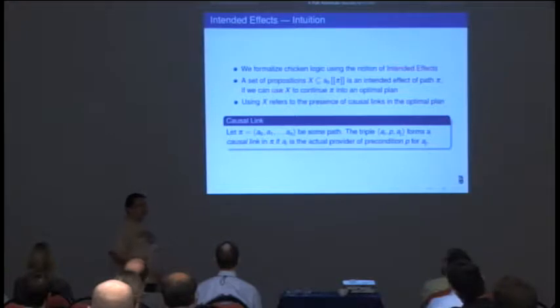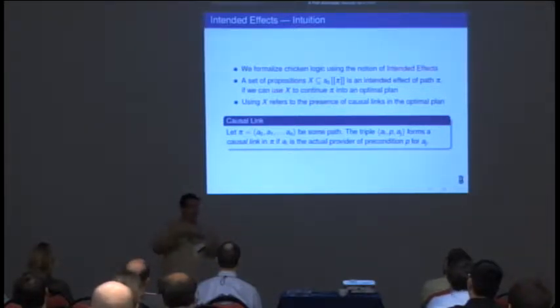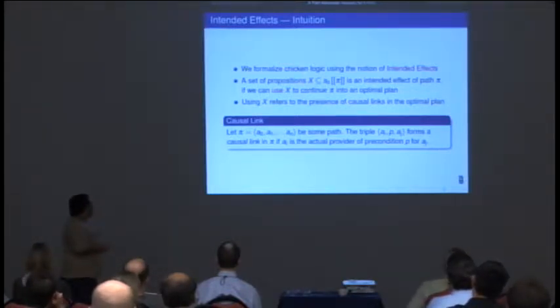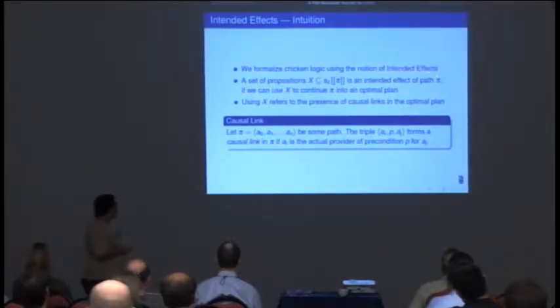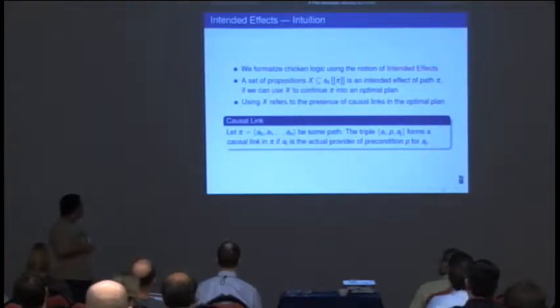So the basic idea is the idea of intended effects, and that's actually related to what Christian Muise was discussing in the last session with the relevant part. But the intended effects is not just what's relevant for one path, but what's relevant for all the paths, so all possible continuations. So a set of propositions X, which is a part of the state reached by pi, is an intended effect of path pi. This is a bit informal. If we can use X to continue pi into an optimal plan. So basically, using the notion of relevance, X is the part that's relevant for pi.